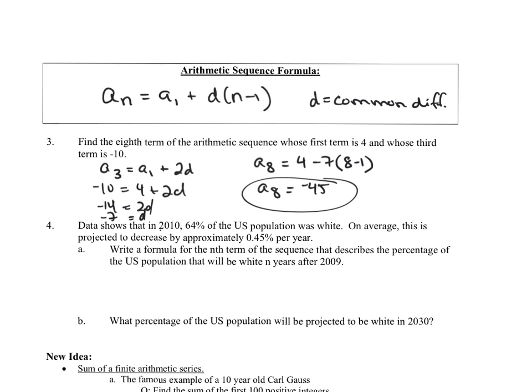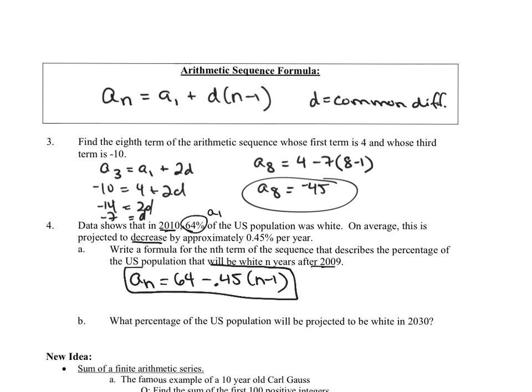So since 2010 is the first year after 2009, our 64% becomes a1. So an is 64, and then it's decreasing, so minus 0.45 times n minus 1. And we can leave our formula like that. We don't have to do any more arithmetic.